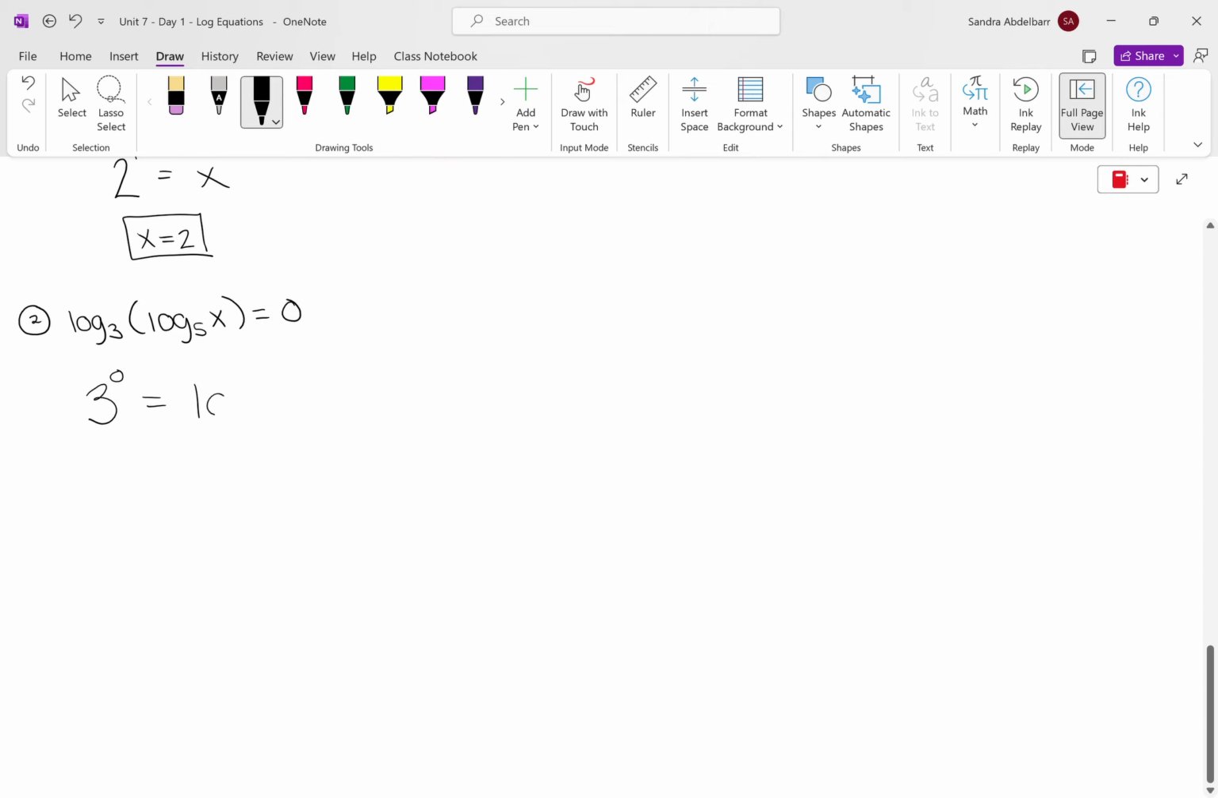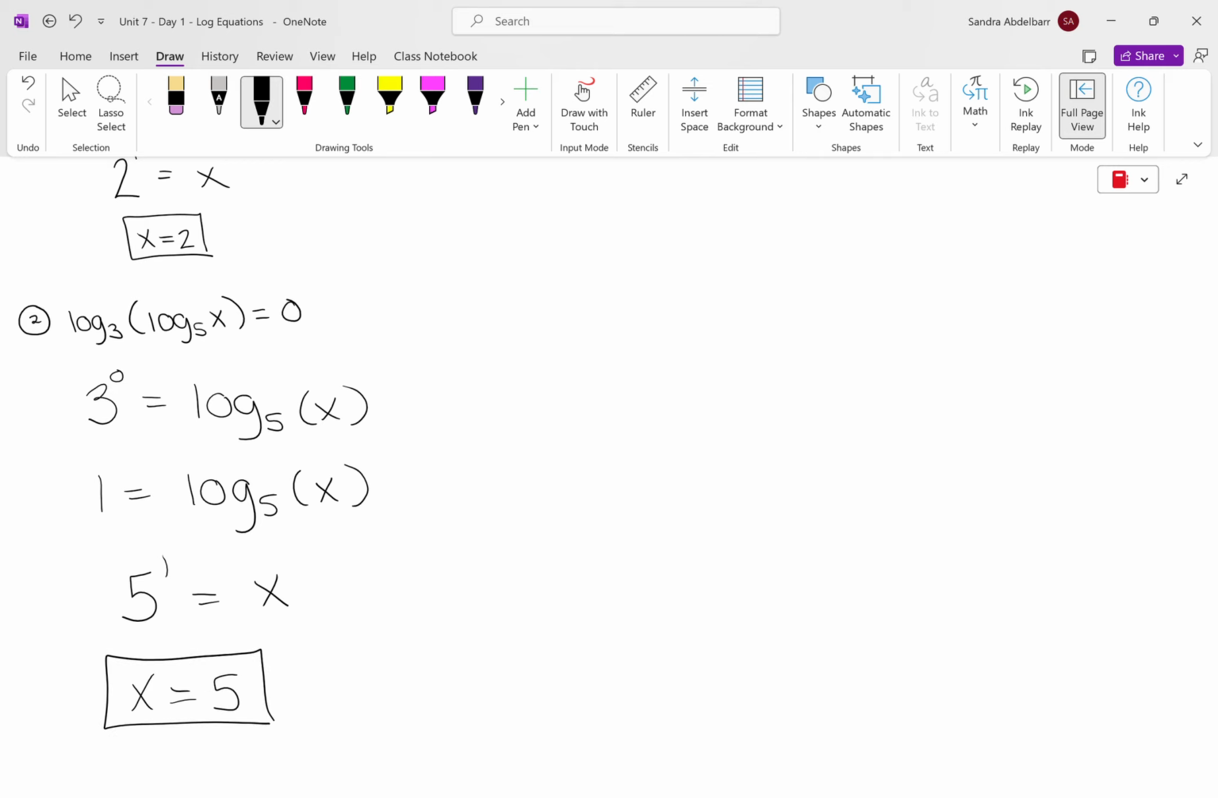All right, guys, so for this one, we keep changing it into exponential. First, my base is 3, my exponent is 0, and that equals my argument, which is log base 5 of x. 3 to the 0 power is 1. And now we change it into exponential again. So this is 5 to the first power equals x. Well, 5 to the first power is just 5, so x is equal to 5. How many people got that?